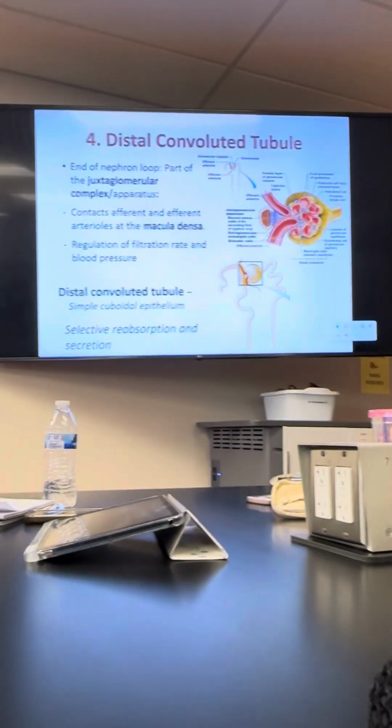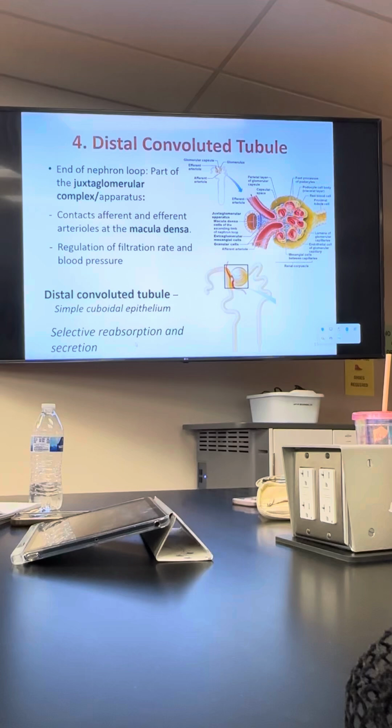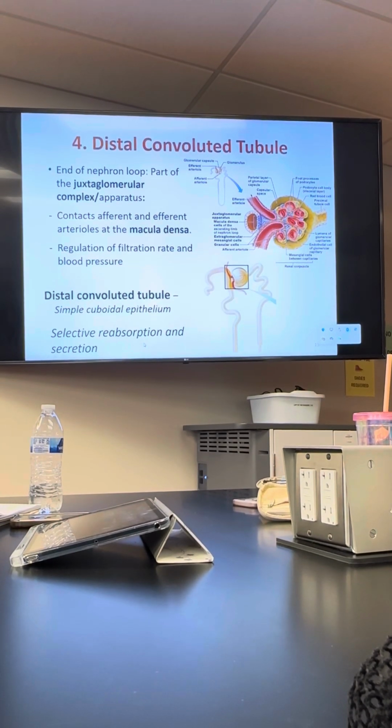For the distal convoluted tubule, apart from that, that's probably the most complicated thing in there. This is where you have selective reabsorption and secretion. What do we mean by selective? It's according to your needs. If you ingested too much salt, you want to secrete it and get rid of it. If you drank too much water, you want to get rid of it.